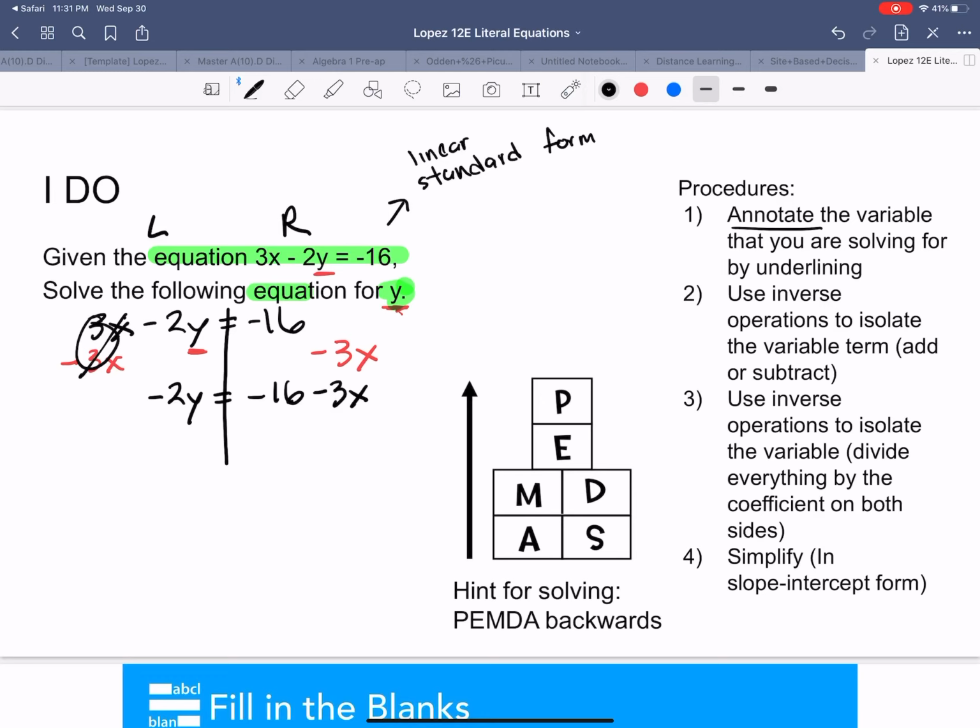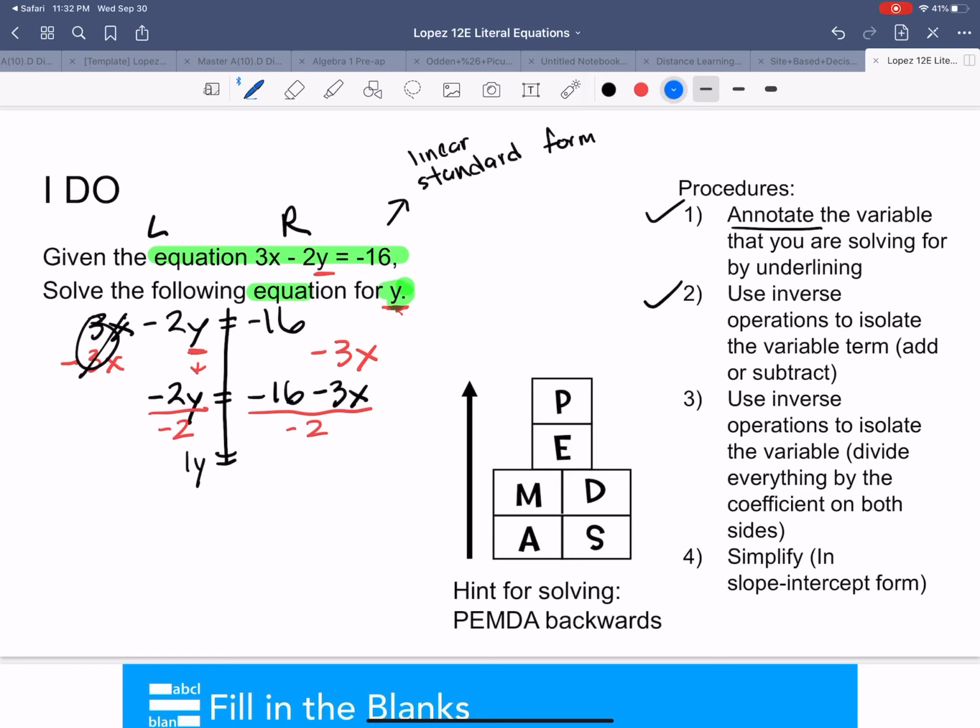At this point, we're going to check this one off and check this one off. Now we're going to use inverse operations to isolate the variable again. Be mindful that we're solving for the y. This says negative 2y, but that means negative 2 times y, so its inverse operation would be to divide by negative 2. Divide all of this by negative 2. At that point, anything divided by itself will always give you 1, and we're left with y is equal to.